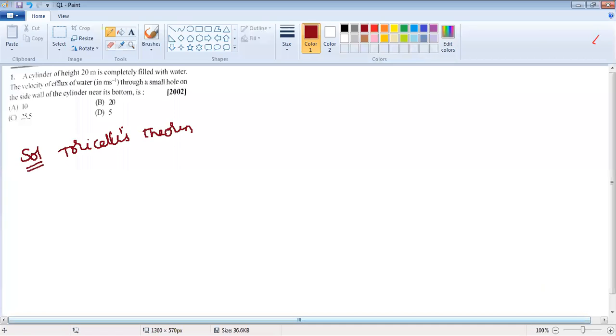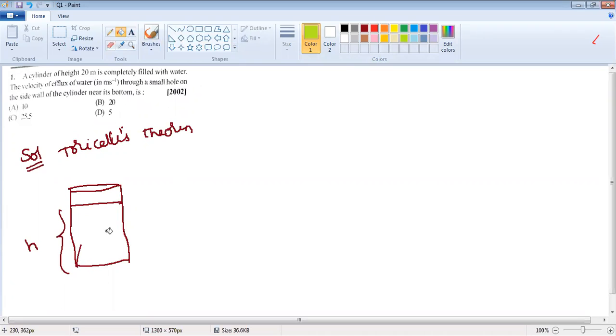So what does Torricelli's theorem give us here? Now let us take a container in which a fluid is standing up to height h, and the bottom has a small orifice, at depth h from the free surface.